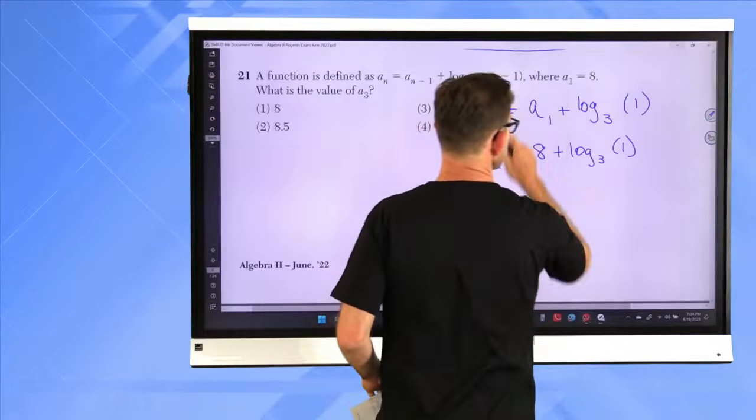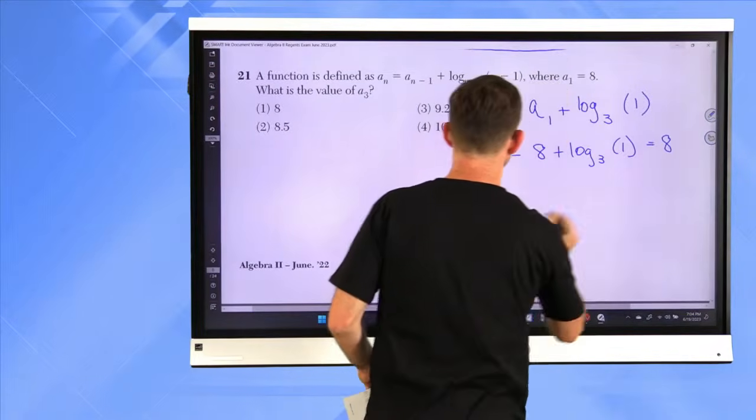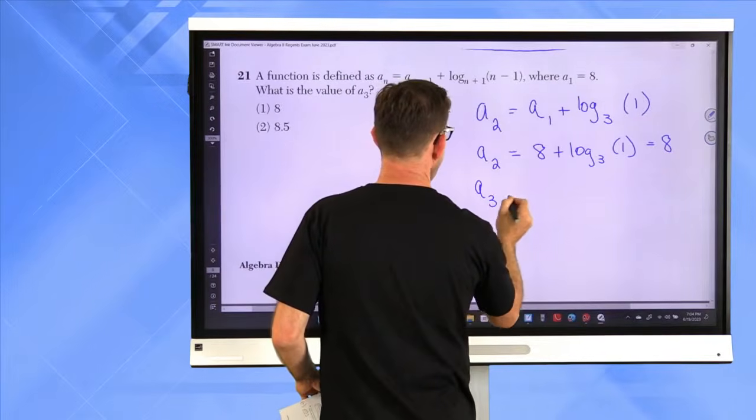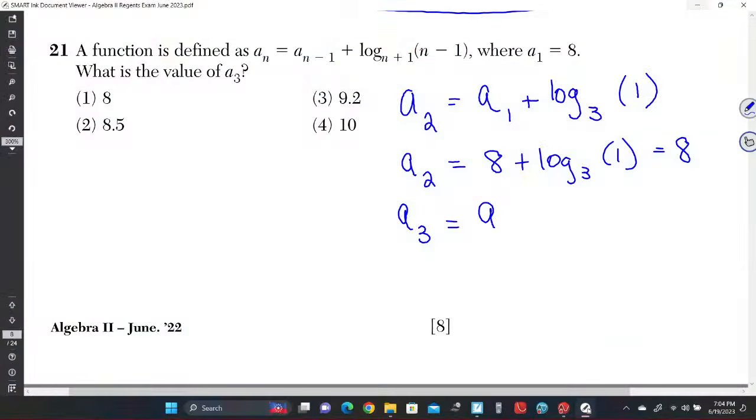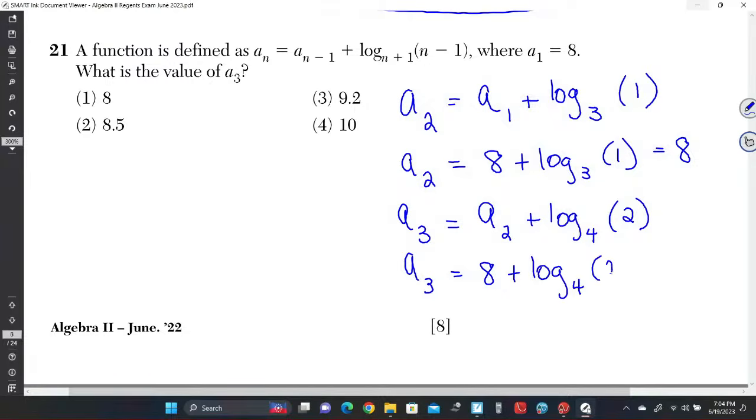All right, so we get 8. Great. Now let's get a sub 3. a sub 3 is going to be a sub 2 plus log base 4 of 3 minus 1, which is 2. So a sub 3 is going to be 8 plus log base 4 of 2.